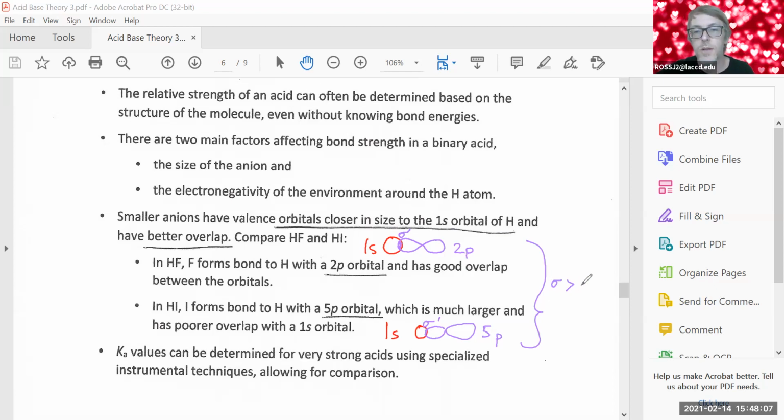Where sigma is greater than sigma prime. And that's to do with the energy level, right? The energy levels 1 and 2 are closer together, but energy levels 1 and 5 are further apart. So they have less orbital overlap, and therefore it's easier to break. So the sigma prime bond is weaker. So this is weaker. And obviously sigma is stronger because they have more similar energy levels. Okay.